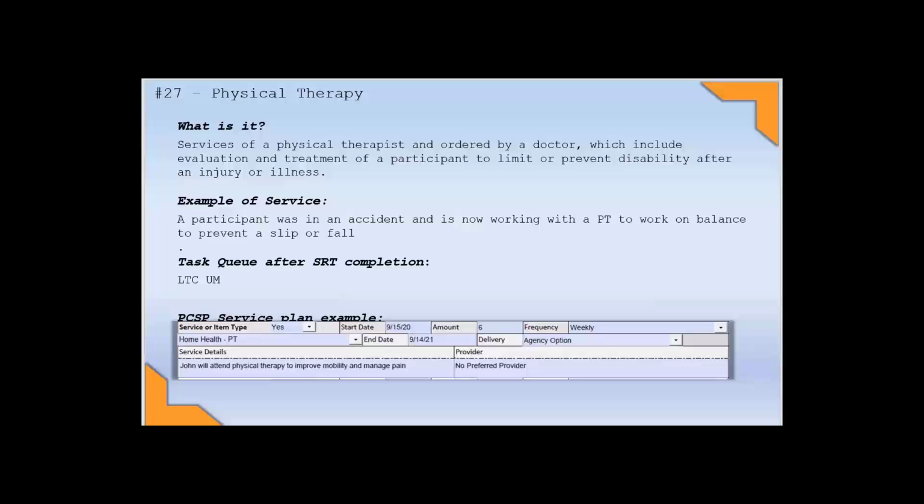Physical therapy, so services of a physical therapist, which include evaluation and treatment of a participant to limit or prevent disability after an injury or illness. So an example, a participant was in an accident and is now working with a physical therapist to work on balance to prevent a slip or fall.